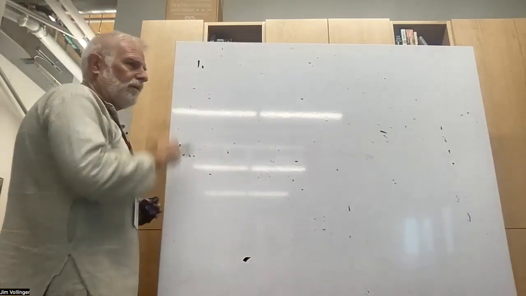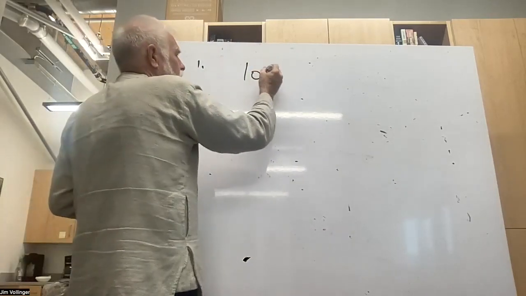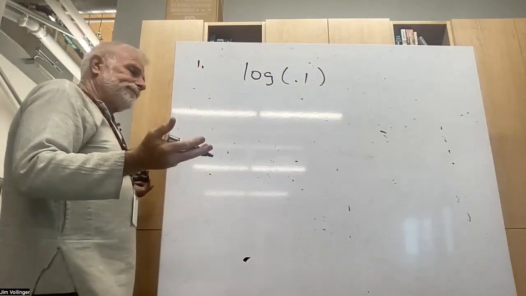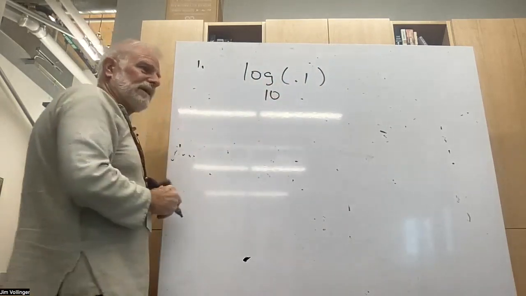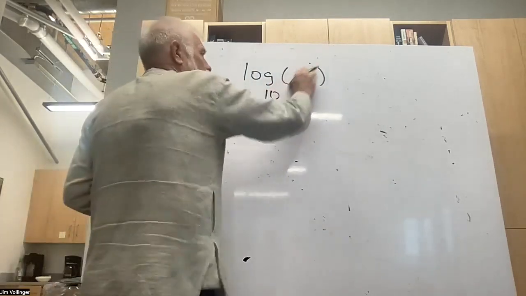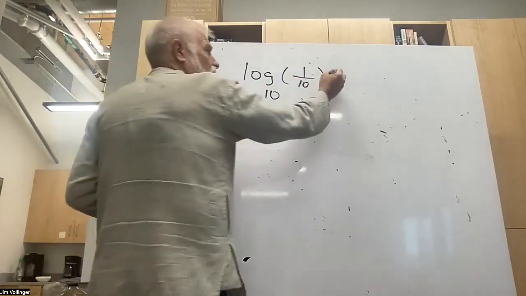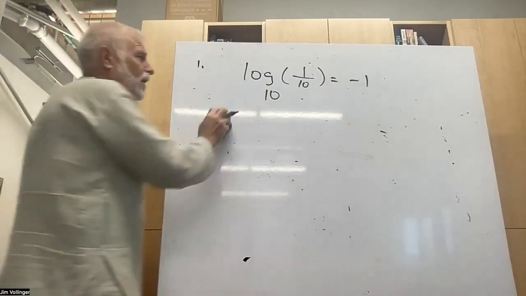All right, where are we now? Moving right along. Log of 0.1. It's not written, but it's supposed to be base 10. 0.1, you can think of fractionally, and I hope you can see the exponent we're looking for is negative 1. There's the practice for that one.